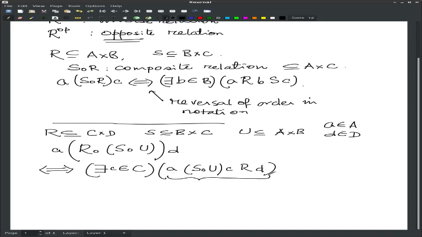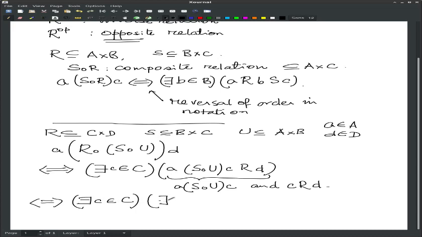This sentence is actually a conjunction. It means A, S composed U, C and C R D. Okay? This already was there, but this part says that therefore there exists a B in B such that A U B, B S C and C R D. Okay? Clear? Am I clear, or do I need to say it again, or expand on it? Yeah, it's fine.